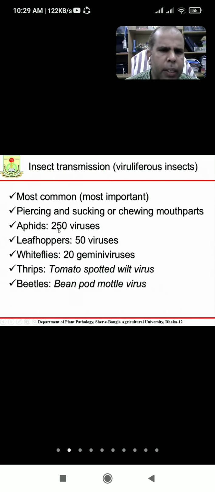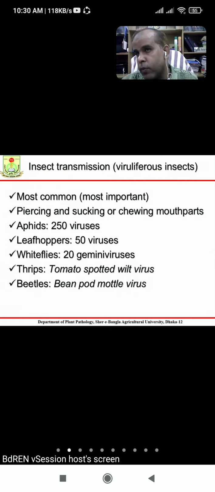Okay. Aphid, I already mentioned to you, can transmit 250 plant viruses. Leafhopper can transmit 50 viruses. Whitefly can transmit 20 Gemini viruses. Thrips can transmit tomato spotted wilt virus, and some beetles can also transmit it. But you can see here only the aphid, leafhopper, and whitefly, with 250, 50, and 20. Only these three insects can transmit the 320 plant viruses so far identified and studied.